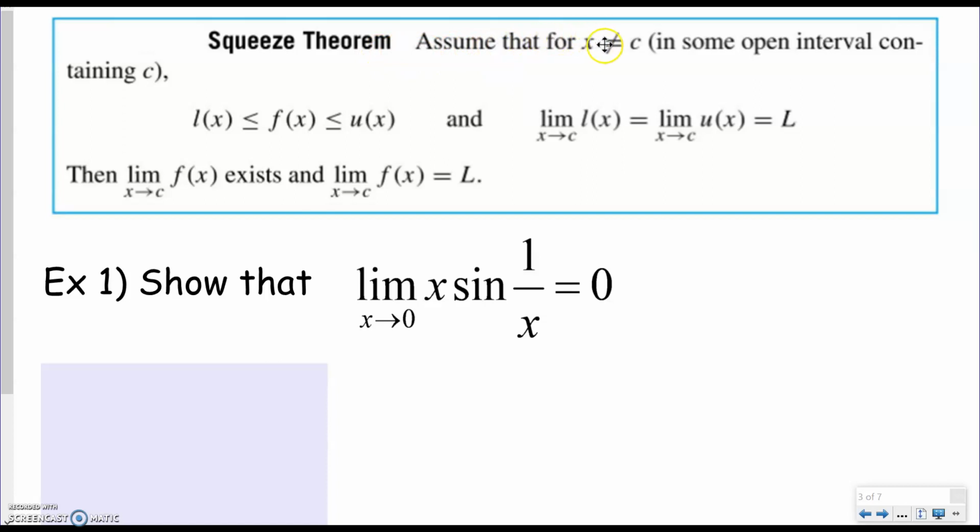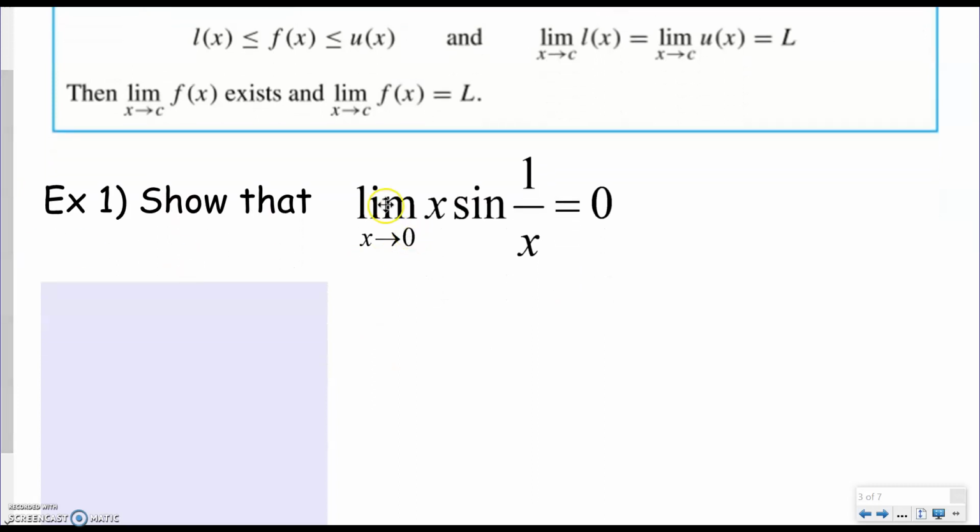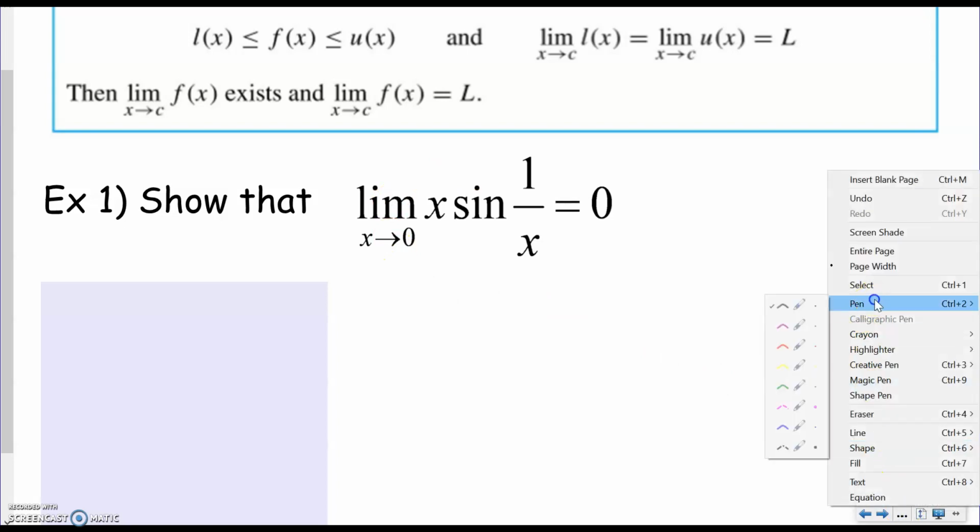If for x not equal to c and some open interval containing c, we can put a function between two functions and squeeze it at that point where it's not defined to evaluate a limit there. Okay, so what I'm looking at here for this first problem is the limit as x approaches 0 of x times sine of 1 over x. We can't do this because at 0, 1 over x is undefined. Okay, so I can't use the product rule like we did before, so I can't just substitute it in. What I need to do is a little work here.